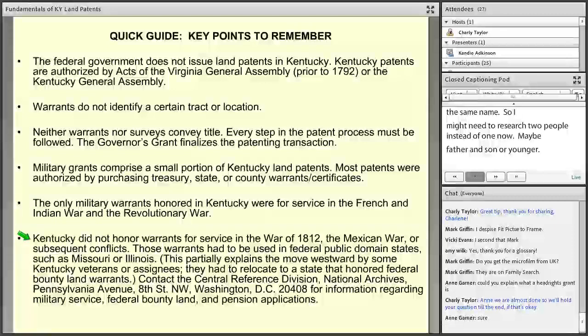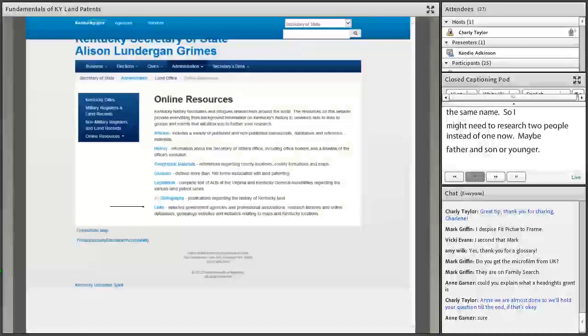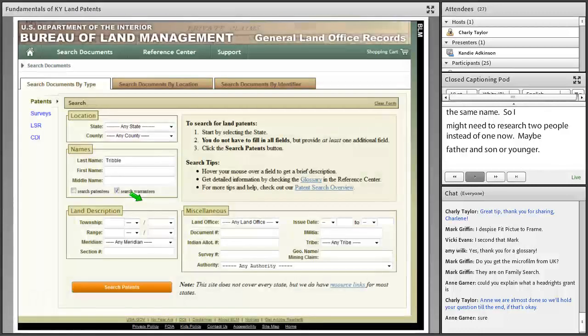Kentucky sent a lot of soldiers off to fight in the War of 1812. You were paid 160 acres of land if you served a week, but they could not spend that bounty land warrant within the Commonwealth of Kentucky. They had to use a public domain state. How do you research a War of 1812 soldier? You go to online resources and you click links. That will automatically take you to the search page for the Bureau of Land Management website.